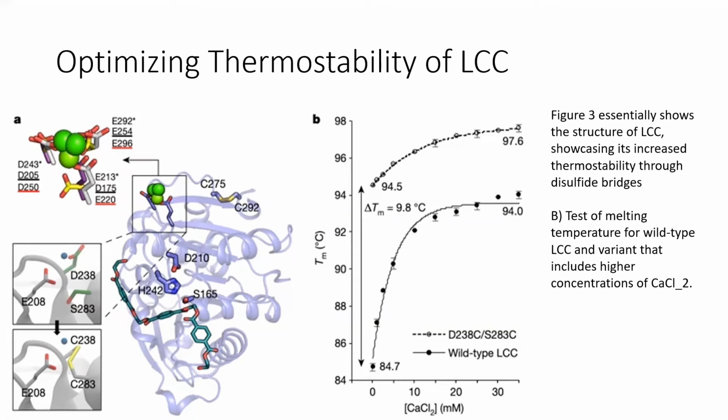So the disulfide variant produced a 9.8 degrees Celsius increased melting temp, but showed a 28% decrease in activity compared to the wild type, LCC, which is shown in this graph here. Overall, this disulfide variant was further mutated to restore the lowered activity. So this mutagenesis resulted in 4 quadruple variants, which we will now talk about.